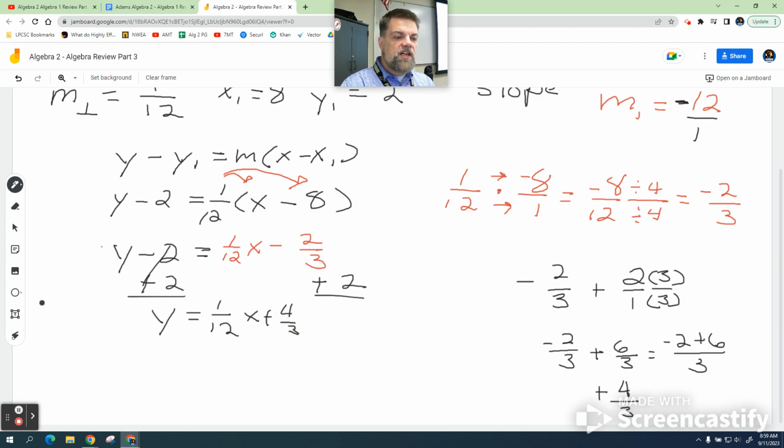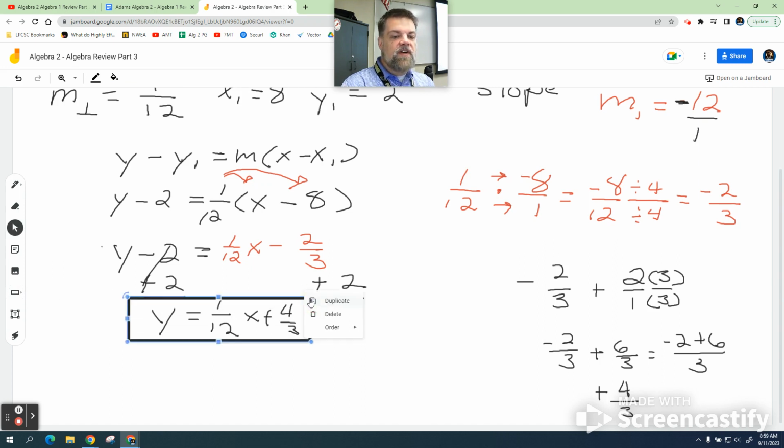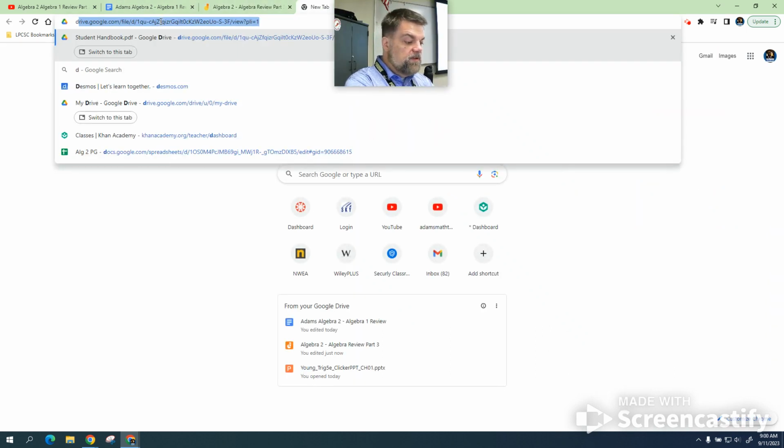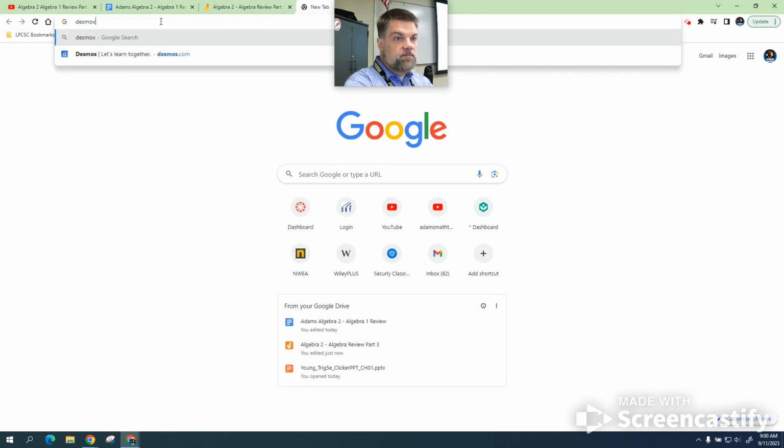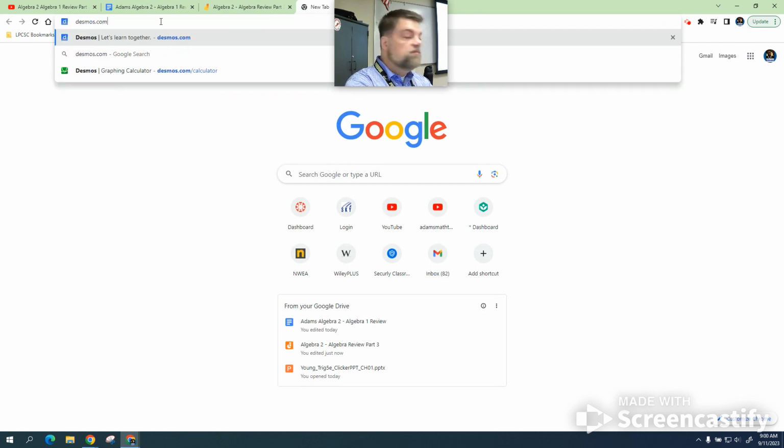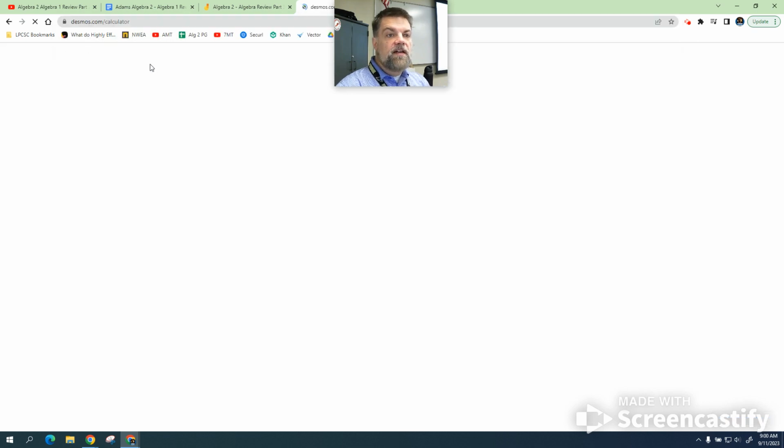Now, the real question is, all right, we did a bunch of math. Mr. Adams is a math teacher, so you know he doesn't make any mistakes. That's not true. So how do I verify and make sure that this line is in fact perpendicular to the original line? Any ideas? How about we graph it? So what we're going to do is I'm going to open up a tab in Desmos. Okay. And I'm going to graph it.